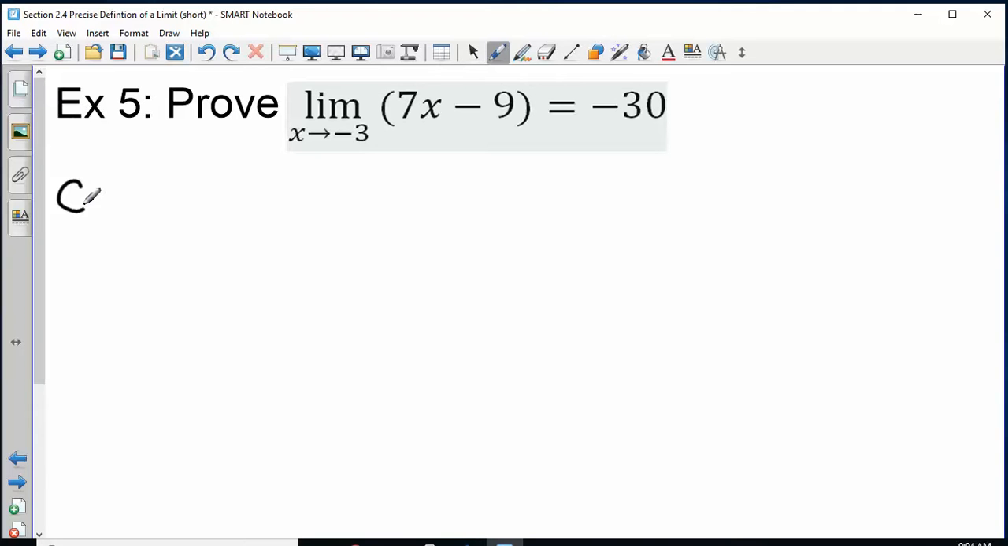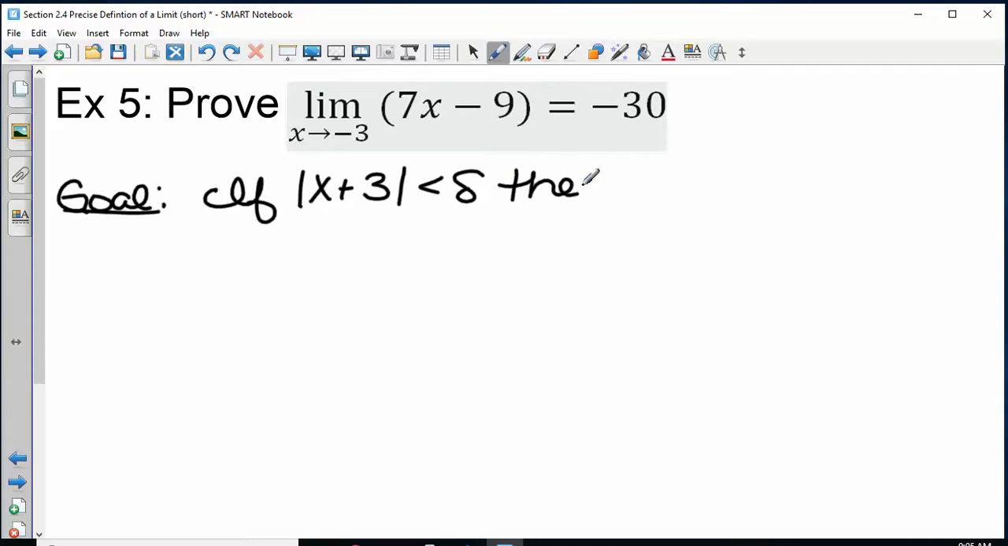So what's my goal? Tell me what I write. If what? The absolute value of x minus -3, so x plus 3 is less than delta, then the absolute value of 7x minus 9 minus -30, so plus 30, is less than epsilon.